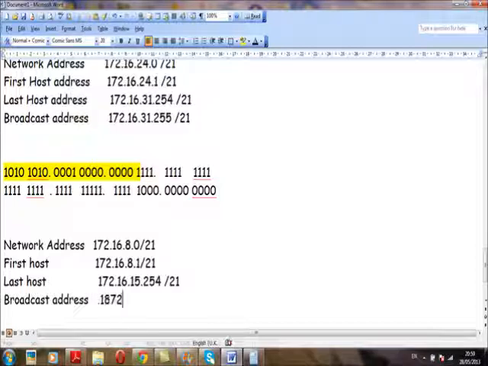And we've got 172.16.15.255/21. Did you get this?